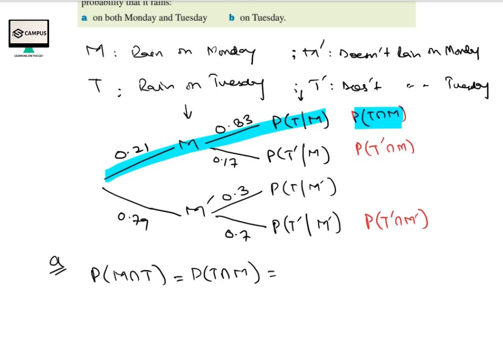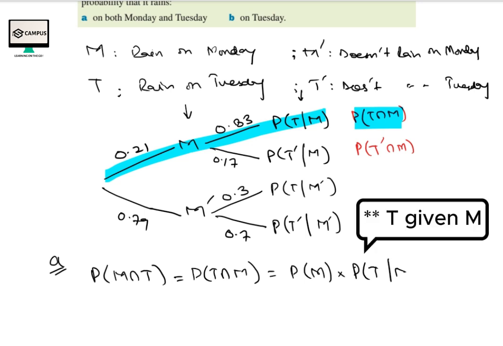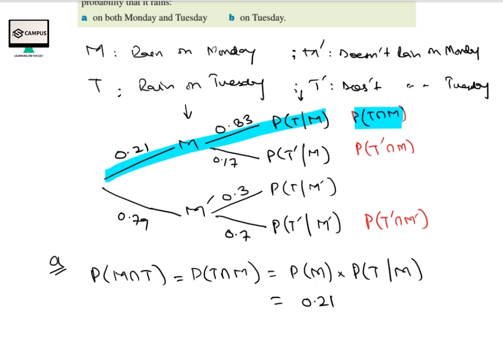So this is equal to the probability of M multiplied by the probability of T given M. All right. So the probability of M is 0.21 multiplied by 0.83. Very quickly, the answer comes out at 0.1743. And we can round that off to three significant figures, that is 0.17.